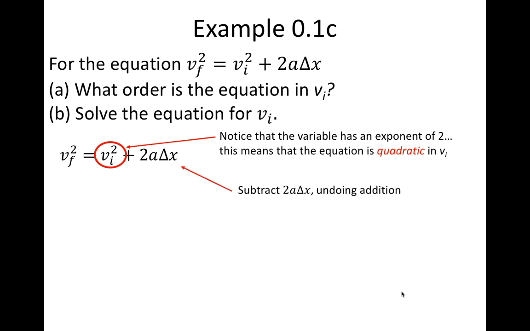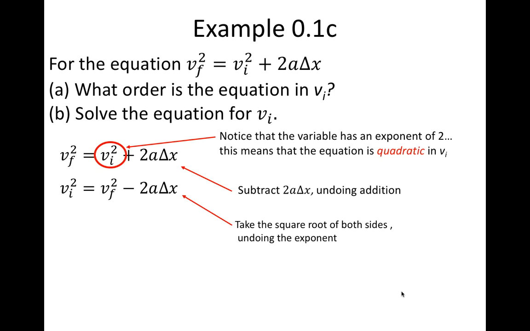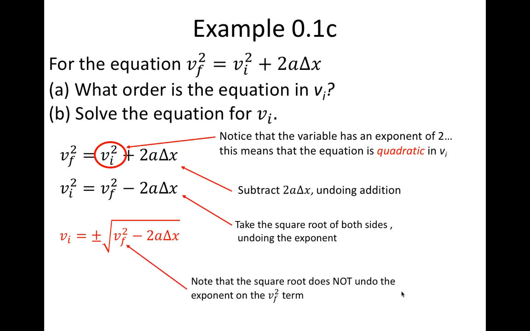To solve for v sub i, first we have to undo addition. We'll do that by subtracting 2a delta x from both sides. Next, we can undo the exponent by taking the square root of both sides. Again, don't forget the plus or minus to give us the two solutions for our quadratic equation.